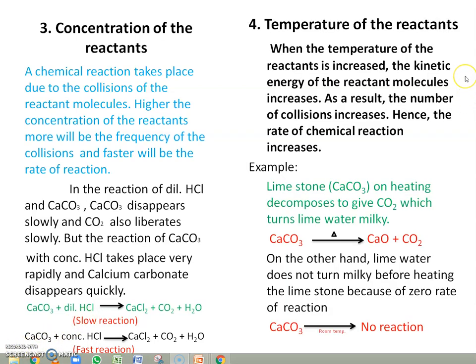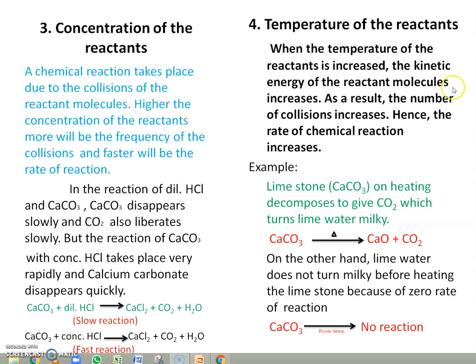The fourth factor which affects the rate of chemical reaction is the temperature of the reactants. When the temperature of the reactants is increased, the kinetic energy of the reactant molecules increases. As a result, the number of collisions increases, and therefore the rate of chemical reaction increases. More will be the kinetic energy, more will be the collisions, and more will be the rate of reaction.